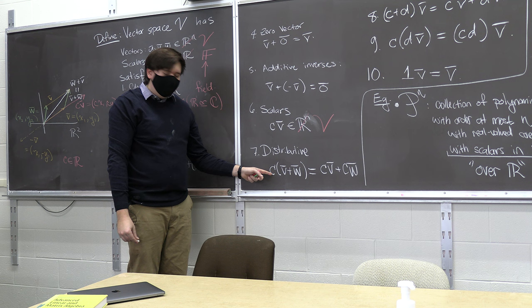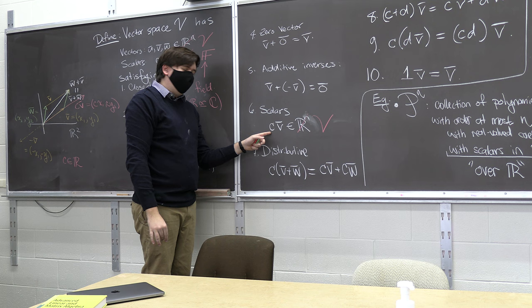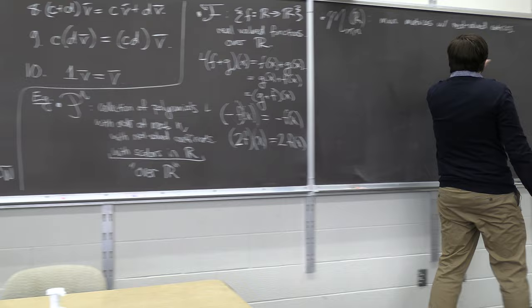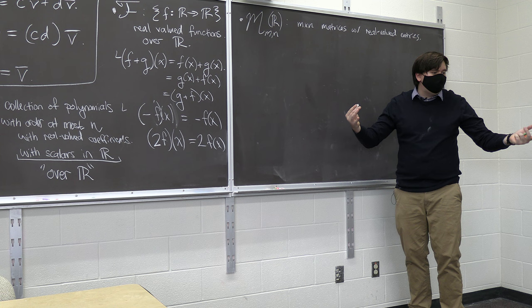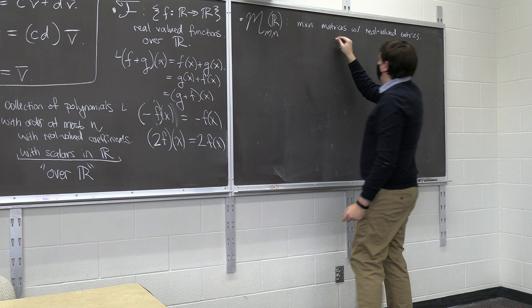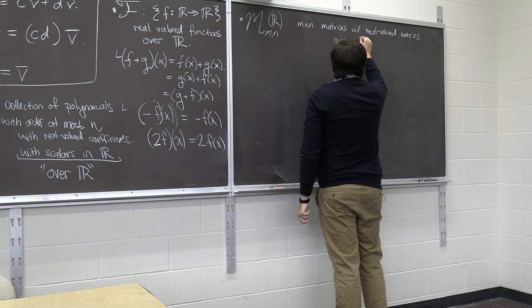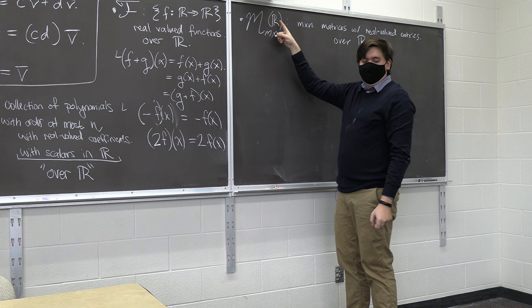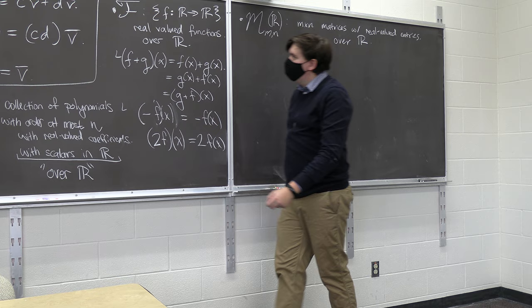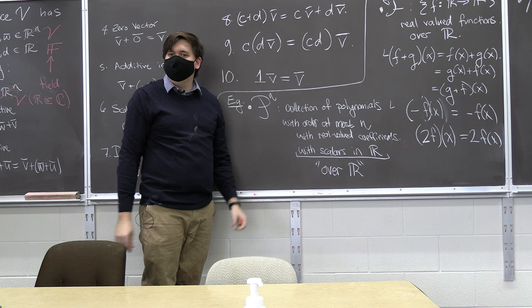Oh, wait, careful. Where should the scalars come from? Good. If our matrix has real values, make sure you're not scaling by something like an i, because then you can get out a matrix that has imaginary values and it's no longer in the set of matrices that have real values. So you need to scale by something that's going to keep you inside of your set. You want to be closed under scaling. So this one would be over R. You could have a matrix with complex values, and then you could scale over the complex numbers if you wanted to. These work. 1 times the matrix is the matrix. We're pretty good, right? Okay.